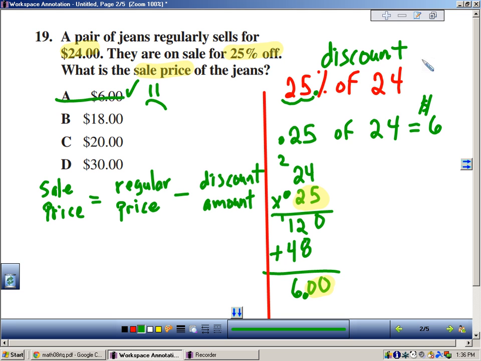Finding the percent of a number is what you do to find the discount amount. Number itself multiplied by the percent written as a decimal first. Okay. So the sale price would be regular price $24. We're going to subtract $6 from it, and it should be $18. Alrighty? Original amount, taking away the discount amount to find the sale price. The answer would be B. Next question.